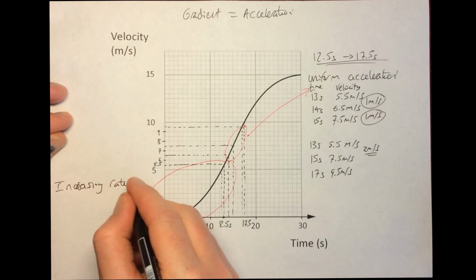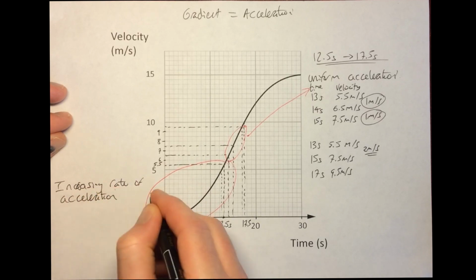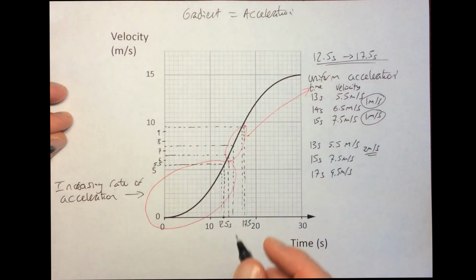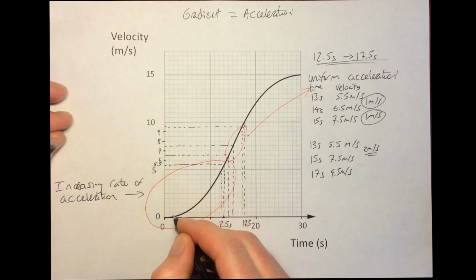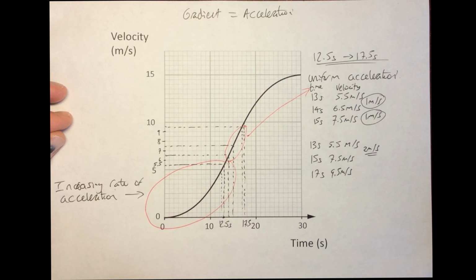Increasing rate of acceleration, okay, in this region here. So the acceleration is increasing because the gradient is getting steeper. That's what tells us that the acceleration is increasing. It's not a constant rate of acceleration here, or a uniform rate of acceleration. It's a rate of acceleration that is increasing, okay?